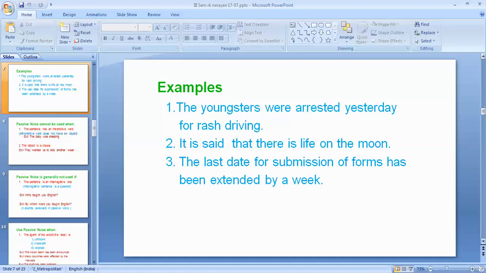And look at the second sentence, sentence number 2. It is said that there is life on the moon.